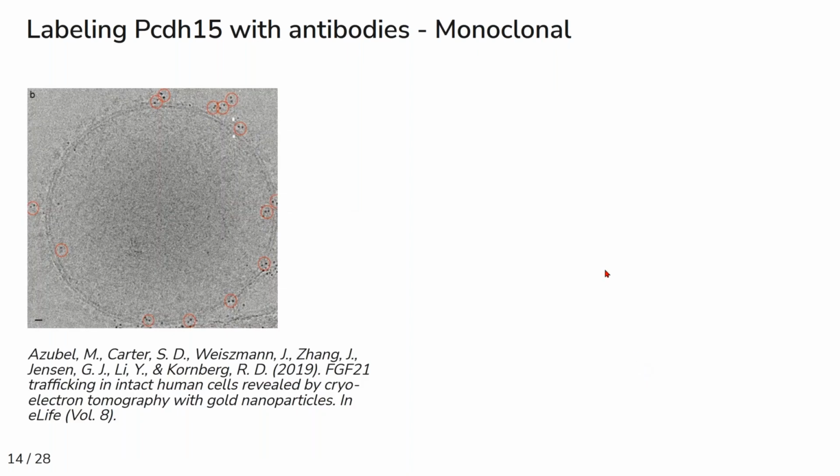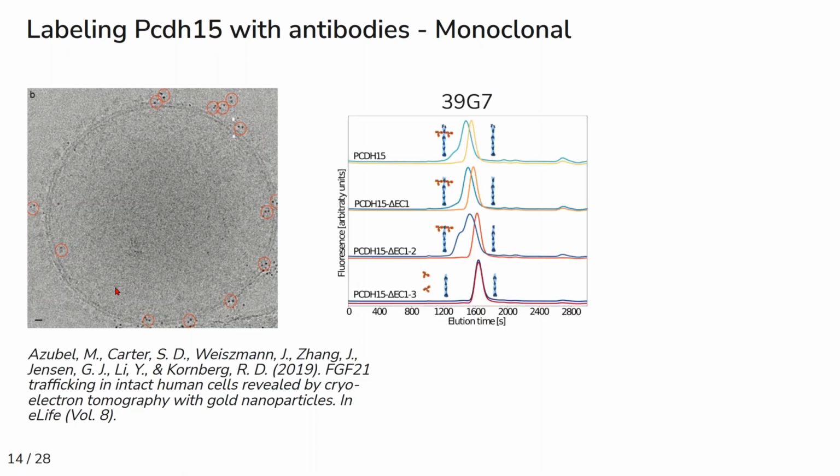And luckily for us, we stumbled over this paper by Maya and Zubel in the Kornberg lab, where they developed these really nice small gold nanoparticles that could be labeled in a one-to-one stoichiometry to another protein. At the same time, we had some success raising monoclonal antibodies against protocadherin 15. Especially one of them, 3097, really looked promising to us. I will not go through these experiments, but what we realized was that it bound to the third extracellular cadherin repeat.